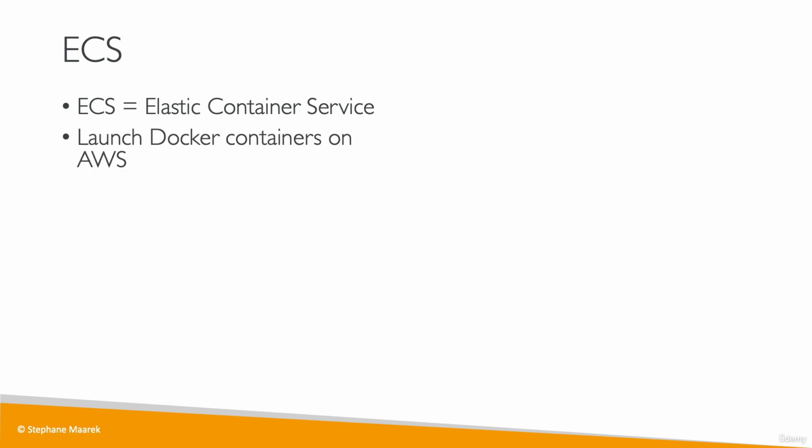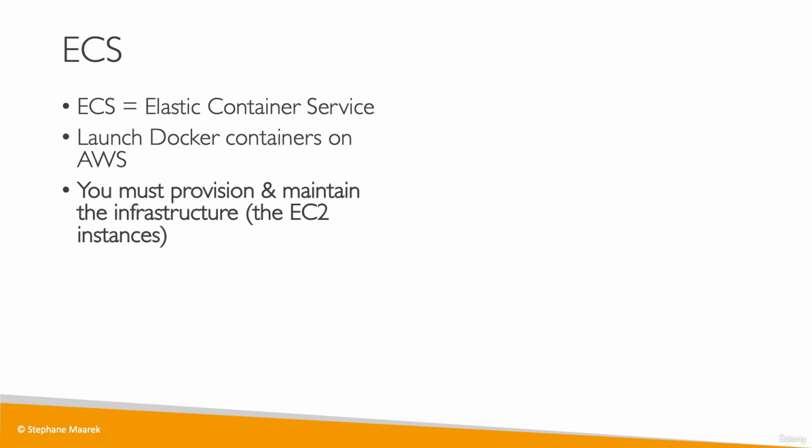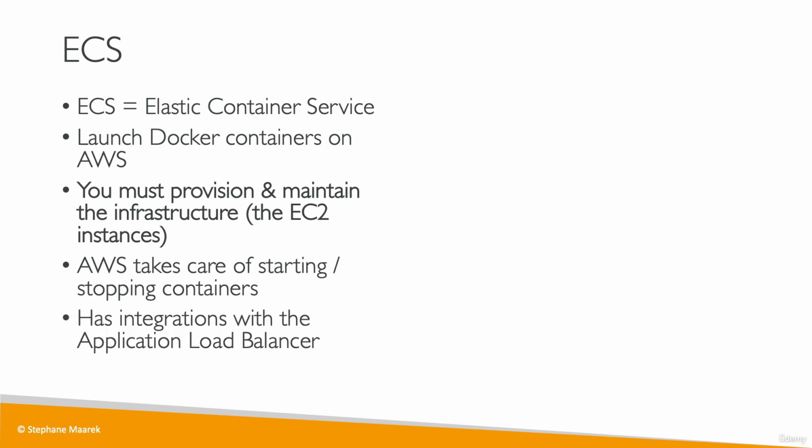So now let's talk about ECS. ECS stands for Elastic Container Service, and this is used to launch the Docker containers we just talked about on AWS. For it to work, we need the Docker containers to run somewhere, and so for ECS, you must provision and maintain the infrastructure yourself, so that means you need to create EC2 instances in advance. AWS will take care of starting or stopping the containers for you, and it has integration with an application load balancer if you wanted to create a web application on ECS.